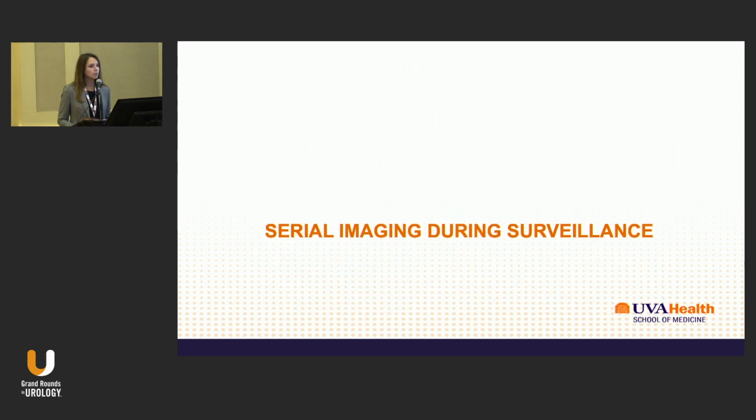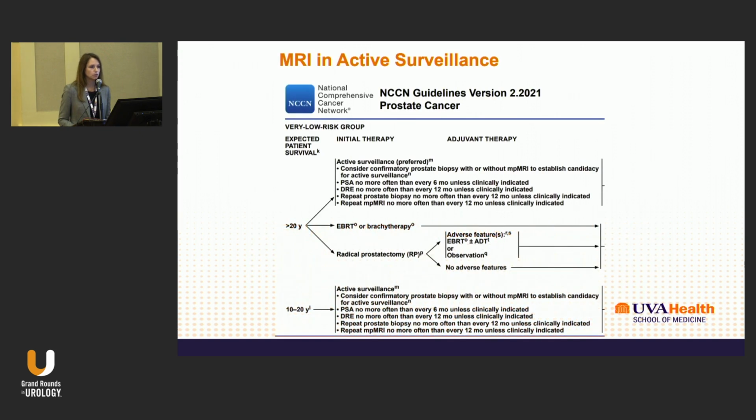Now we're going to talk a little bit about serial imaging during active surveillance. And again, this is going back to NCCN. Recommended in active surveillance no more than once every 12 months. And so I think I've found it's very difficult to get this approved. I think it's very useful, especially to be sure that we're not missing an anterior lesion that was missed on biopsy initially.